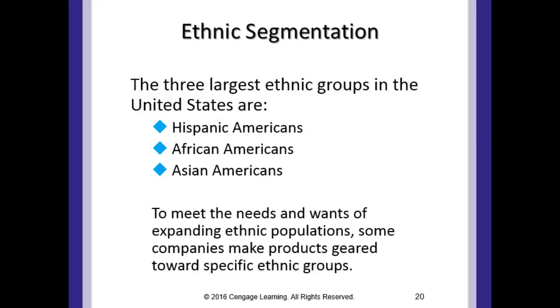Ethnic segmentation: the three largest ethnic groups in the United States currently are Hispanic Americans, African Americans, and Asian Americans. Each of those has unique characteristics that relate directly to different products, so being able to gear them towards one or the other. But you need to know the different ethnic groups, their backgrounds, their beliefs, so you'll be able to target them, or at least segment your product and your marketing mix appropriately towards them.